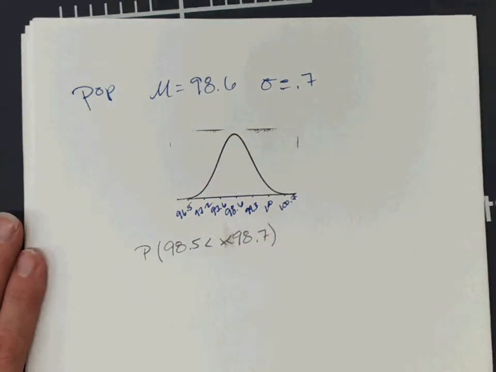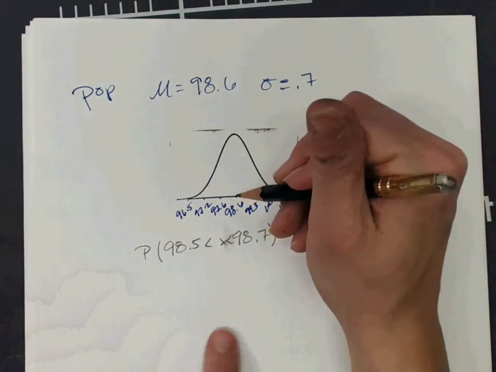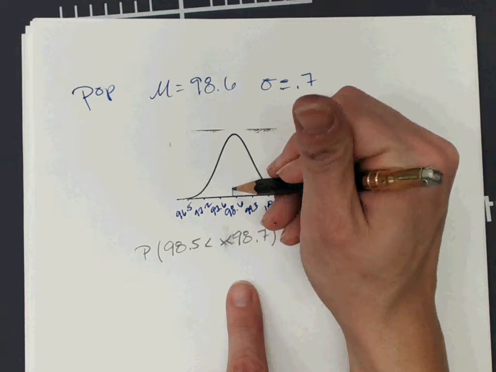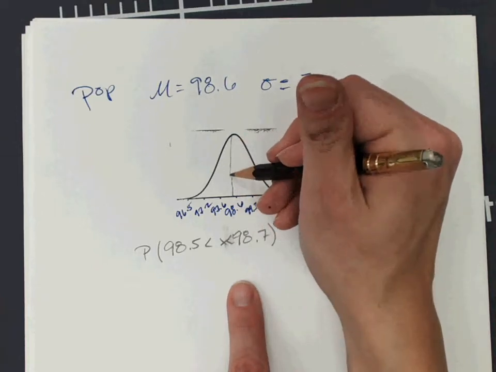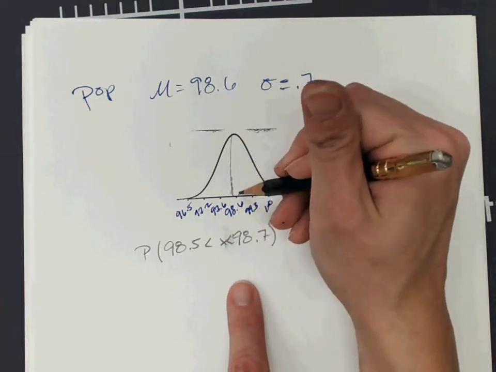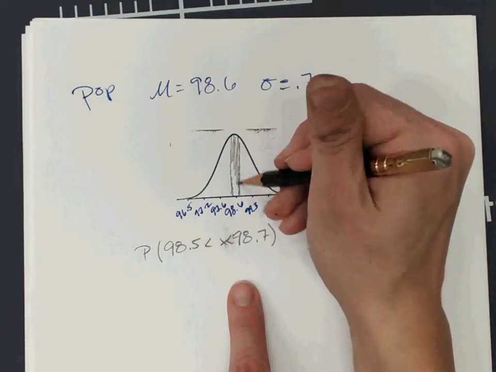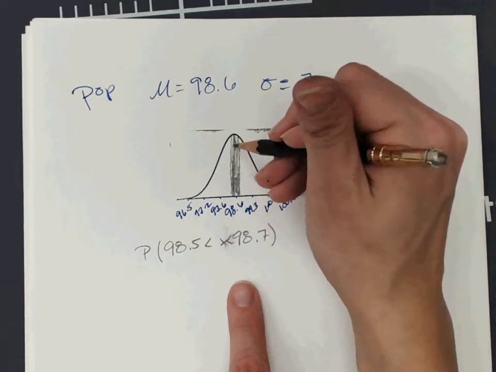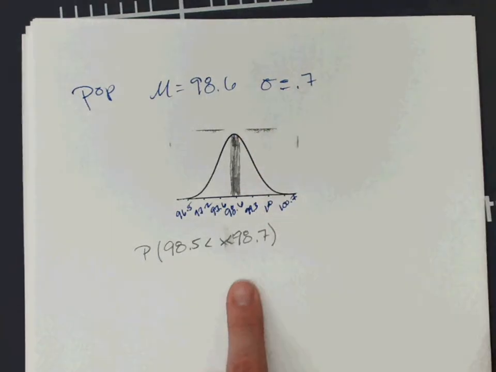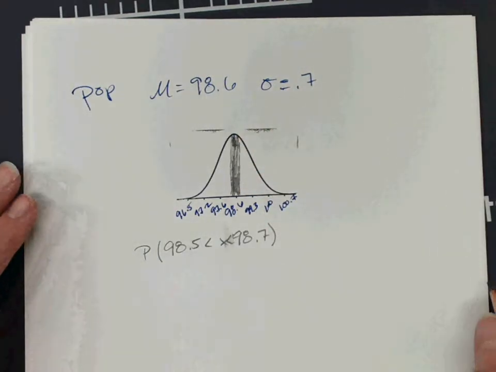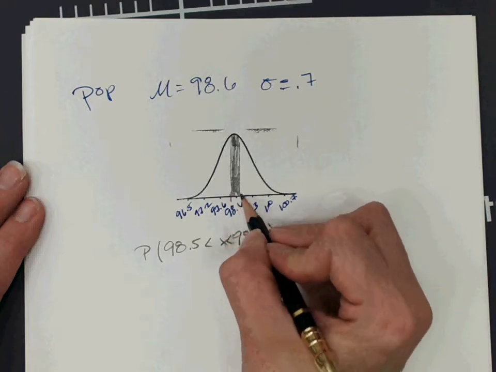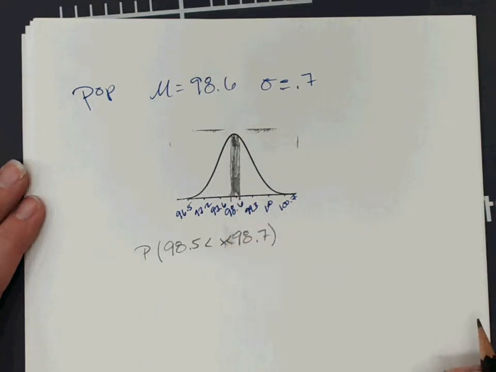Okay, so using my graph, 98.5 is really not very far away from my mean, and the same thing on the other side. Now, using what you know about the normal distribution, can you find that area? You have to remember, you have to find a z-score, right? And then you have to use your z-score and the tables in the back.